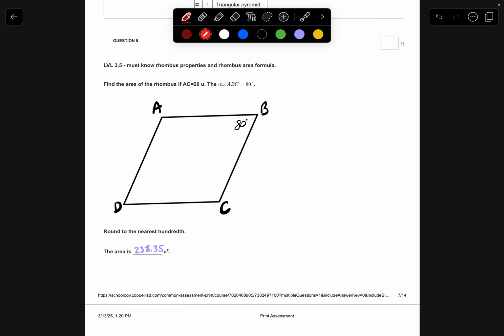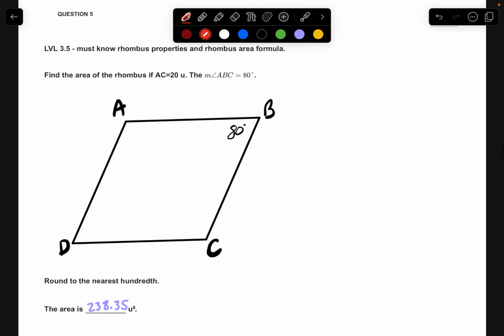Okay, so we're on number 5. It says, find the area of the rhombus if AC equals 20. The angle ABC is 80. So rhombus properties, we learned them last chapter. The diagonals are perpendicular and they cut the vertices in half. So we know that that's going to be a right angle. If AC is 20, we know it's going to split it into 10 and 10. And we know it cuts this corner into 40 and 40, and I need that number.